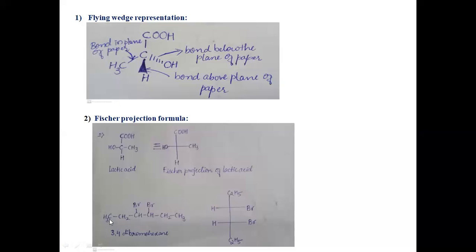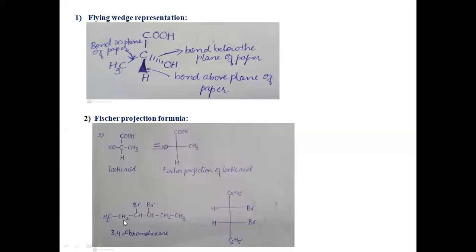We will start from the first carbon atom. It is bonded to three hydrogen atoms and this whole group as a fourth group. It is bonded to three similar atoms, that is hydrogen atoms. So this is not a chiral carbon atom. The first carbon atom is not a chiral carbon atom.